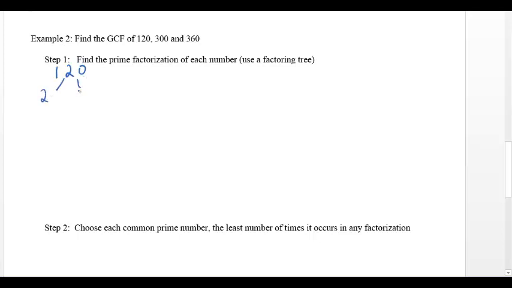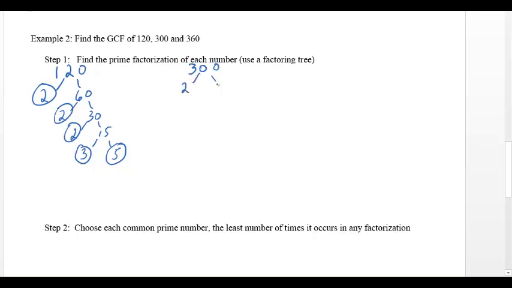2 goes into 120 60 times, 2 goes into 60 30 times, 2 goes into 30 15 times, and 3 goes into 15 5 times. So at the end of each branch is a prime factor. Let's come to the next value, 300.